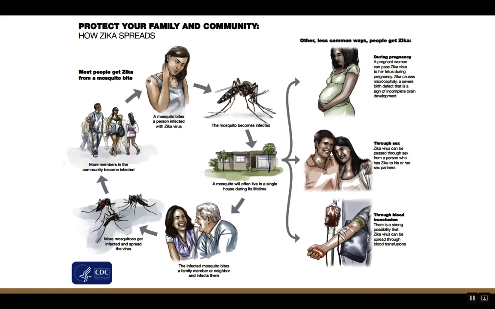What tends to occur is that an infected mosquito will enter a household, and a family member will get bitten. As that person gets bitten, the mosquitoes get infected and spread the virus. More family members and community members also become infected. A mosquito will bite a new person, meaning a new mosquito will get infected, and the cycle will go on and on. You may also obtain the Zika virus during pregnancy, through sex, and through blood transfusion.